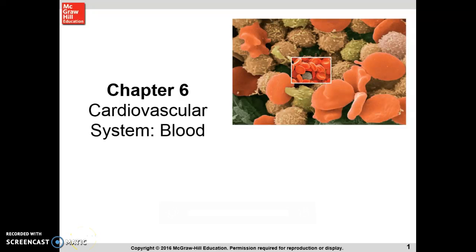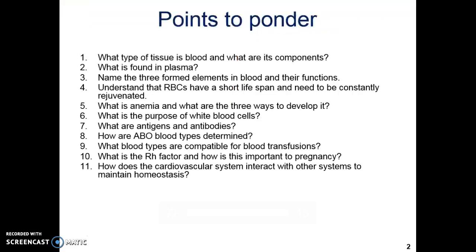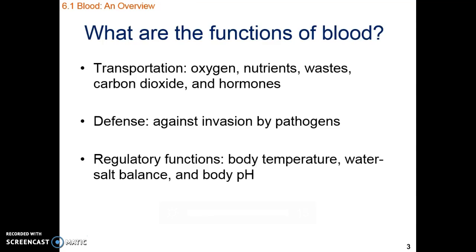With Chapter 6, this is going to be a very brief overview of the material. We're still talking about the cardiovascular system, but really focusing on the blood that the cardiovascular system pumps through the entire body. So here are your chapter objectives, and you can read through those. But starting off, what are the functions of blood?